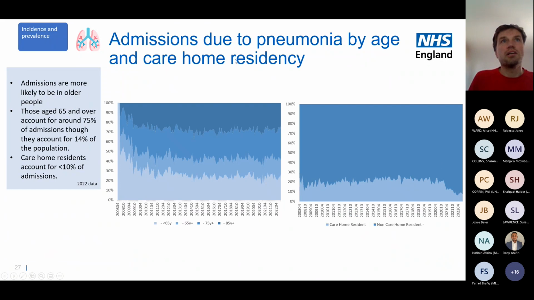And then trying to split out, okay, so there are lots of admissions. What sort of people are they? Are they older people? Are they care home residents? Are they frail people? And is this as expected, or are they more of a healthy population where you perhaps wouldn't expect so much pneumonia? So here I've split it by care home residents and then age groups, and as expected, the majority come from older age groups.